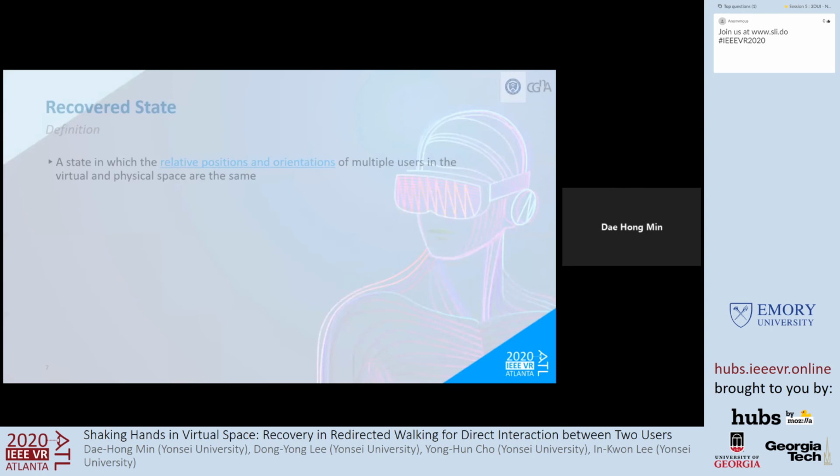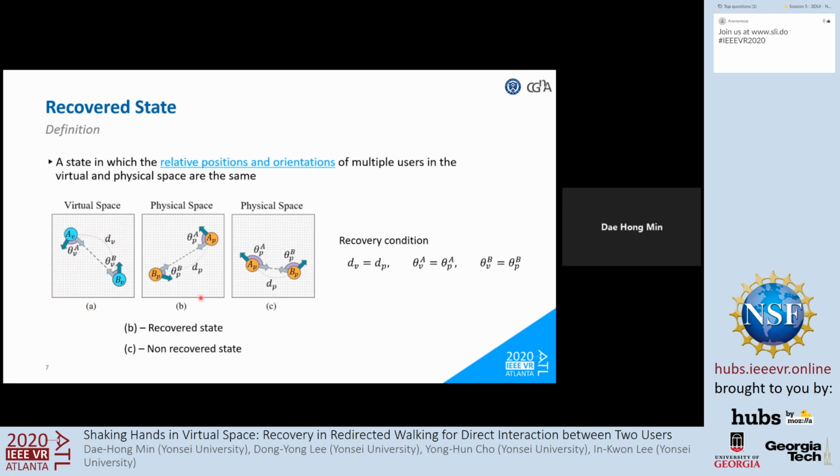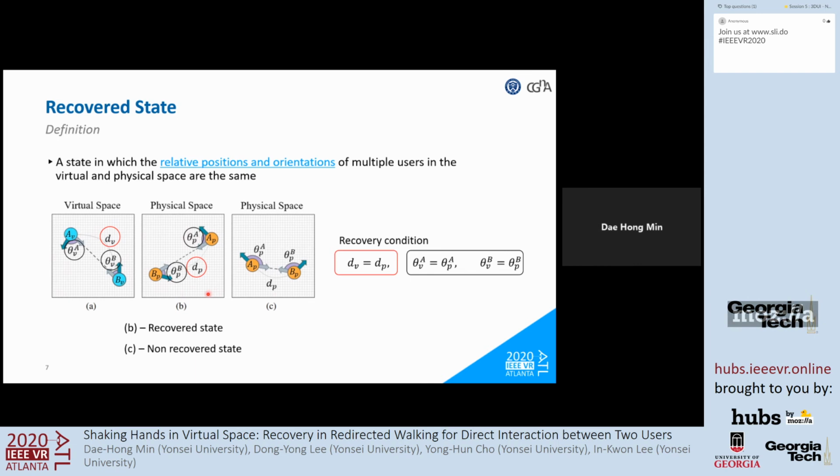A recovered state is a state in which multiple users have the same relative positions and orientations in the virtual and physical space. When two users are located in the virtual space like A, B indicates the recovered state. In a recovered state, the distance between users and the relative direction of progress must have the same values in the virtual and physical spaces, respectively.